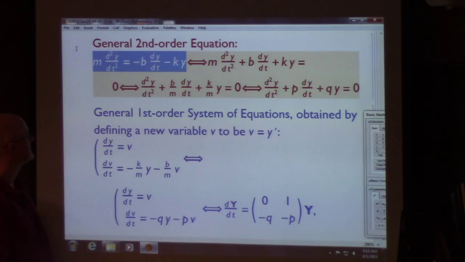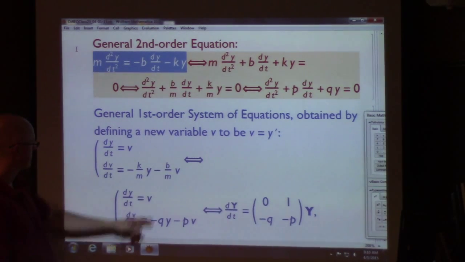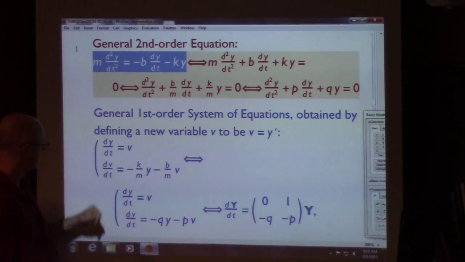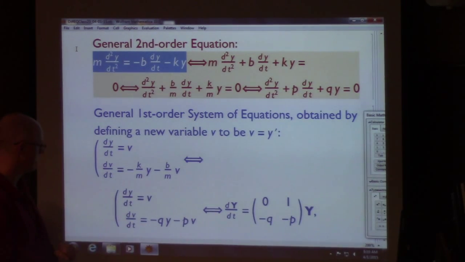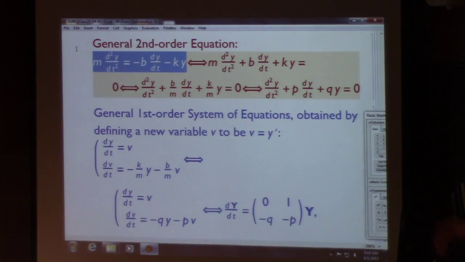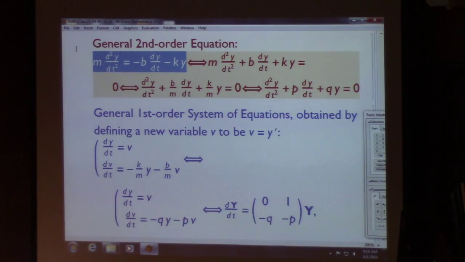Once again, p is b over m, so I can replace this b over m with a p. And q is k over m, so I can replace that k over m with that q there. And then there's the corresponding matrix. The benefit of the matrix approach now is we can just focus on the matrix. Let's go ahead and focus on that on the board.